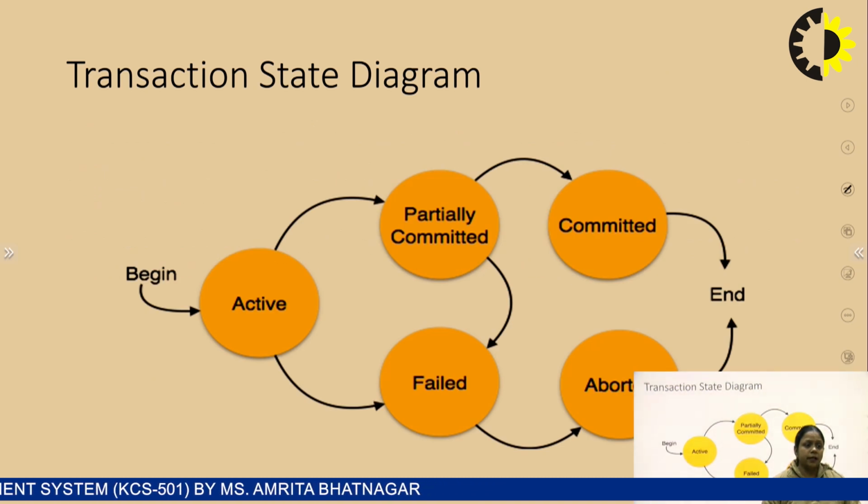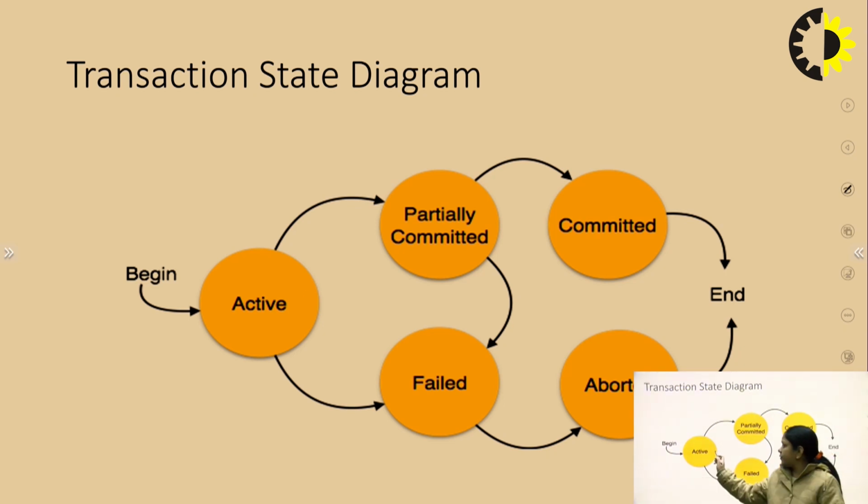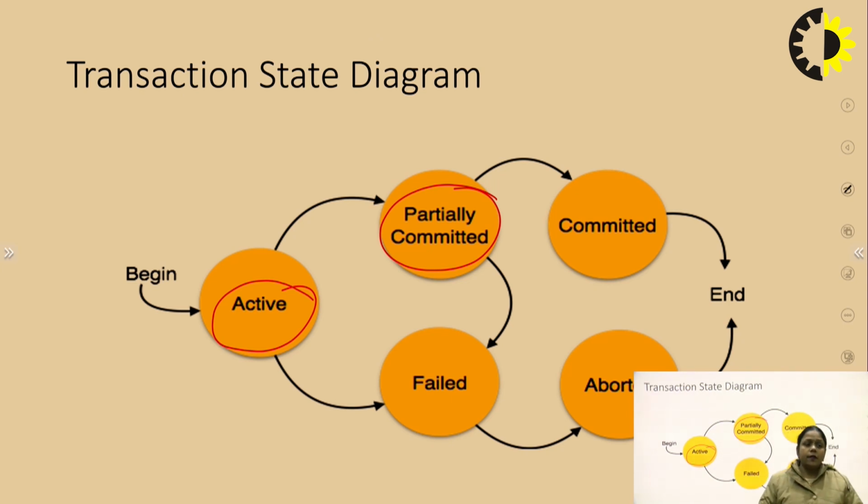You can see these are the main states of the transaction. Firstly, there is a first state which is known as the active state. The active state is that state of the transaction where the transaction is executing. Okay, when the transaction is executing, it means it is in the active state. Fine. Now, next one is partially committed. Partially committed means when we have executed all the operations of a particular transaction, but it is not committed yet.